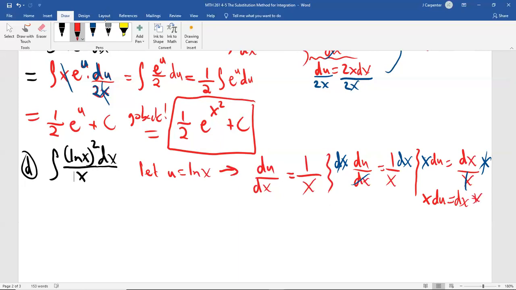It's solve for dx. So what we do now is we plug the let statement in. Instead of writing any natural logs of x's, we write u. And instead of writing dx, we're going to write x du. Those are the two things we're plugging in.